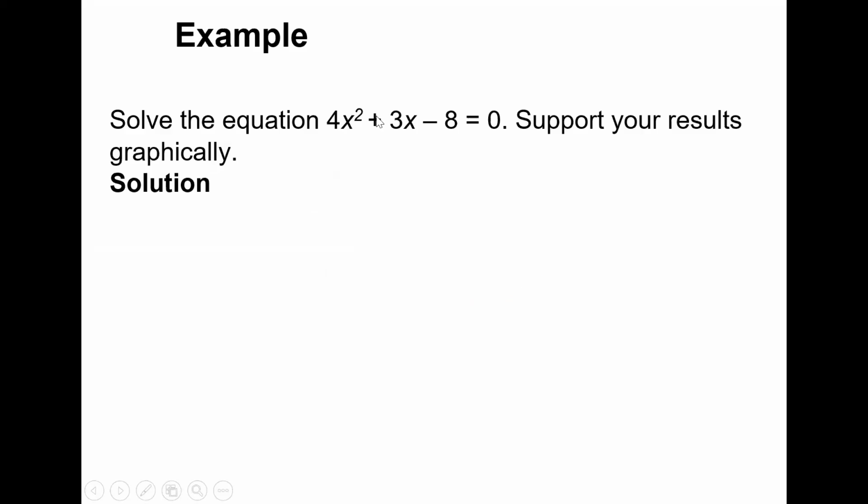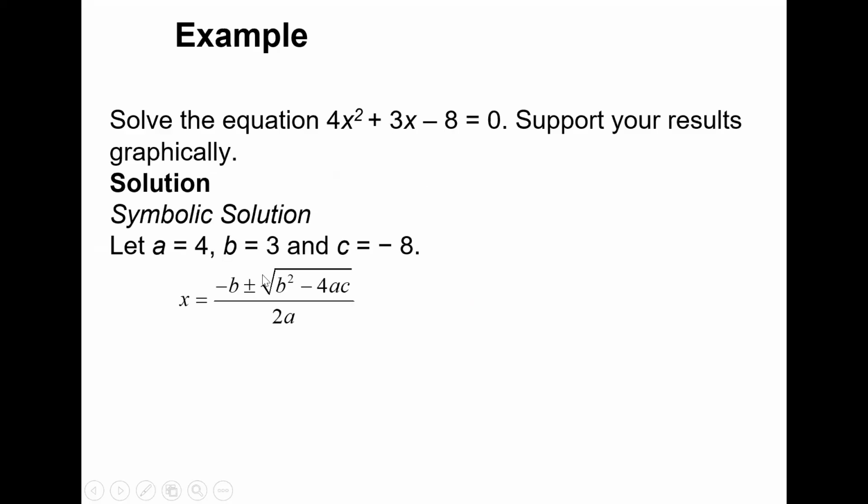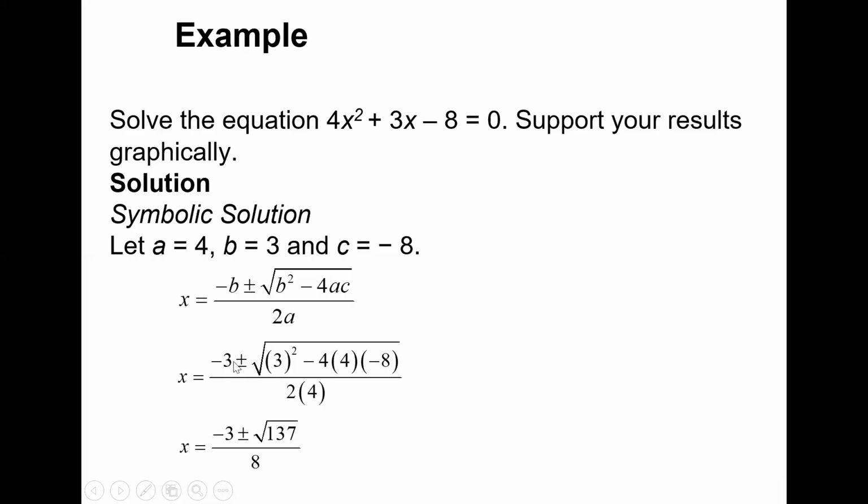So we have a is 4, b is 3, and c is -8. So we're just going to plug it in, and we have the following: negative 3 plus or minus the square root of 3 squared minus 4 times -8 times 4, all over 2 times 4. Okay, so that's what you have to do. Now, we can do this on our calculator, and we're going to do it with radicals still. The 3 squared is 9, and then we have minus 4 times -8, so it's going to be plus 8 times 16. That gives us 137.